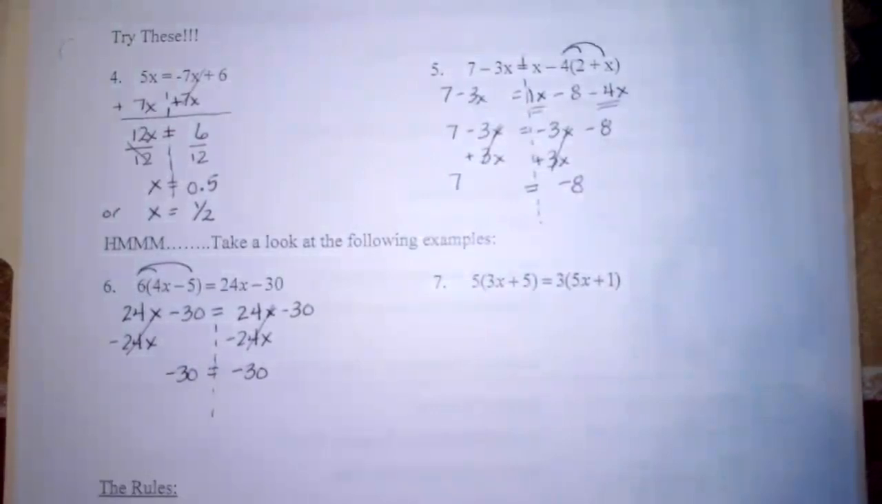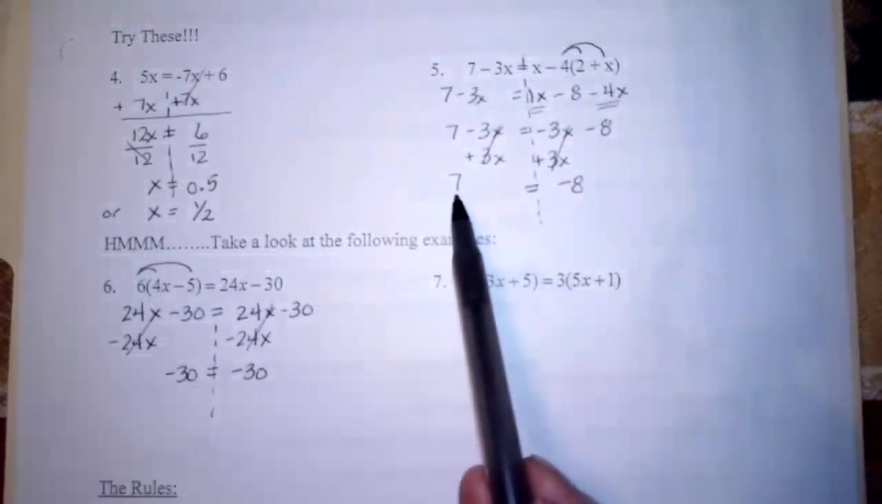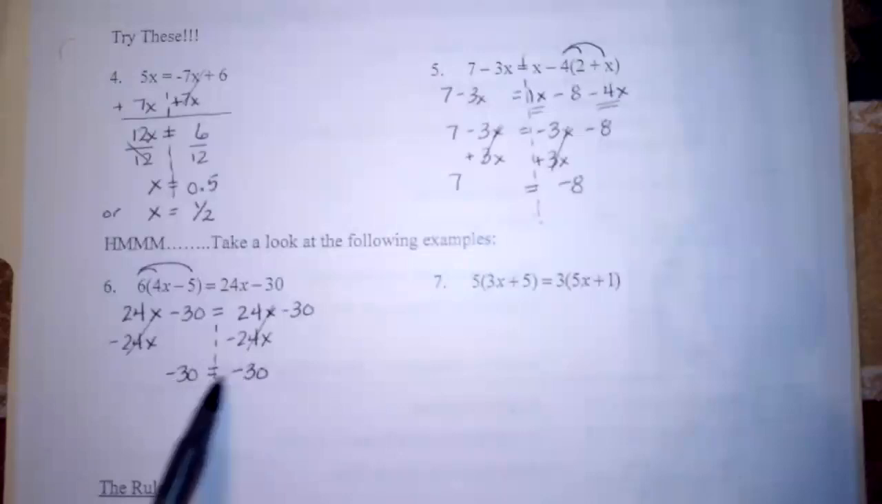All right. So similar to number 5, we can see that, again, there are no more x's. It's a little different than what we have up here, though, because this says 7 equals negative 8. That doesn't make a whole lot of sense. Here, we have negative 30 equals negative 30. Okay, that makes sense. Negative 30 does equal negative 30. So that's okay, but let's figure out what that means. We're going to do number 7. Then we'll take a look at what's written on the bottom of the page.